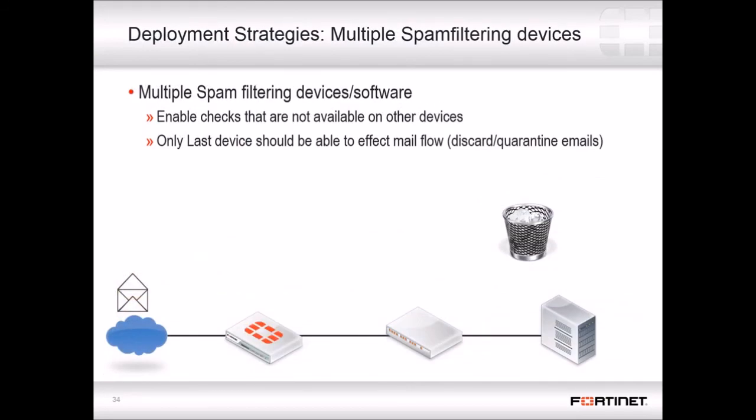In a situation where there are multiple devices or software scanning your emails for spam, you want to make sure that only one device actually handles the routing of those emails. Let's say you have a FortiGate sitting in front of a Barracuda, for example. The email comes in and hits the FortiGate first. Chances are, the only thing a FortiGate can do that a Barracuda can't do would be the FortiGuard inspection. Then, regardless of whether the FortiGate thinks the email is spam or not, it should get passed through.